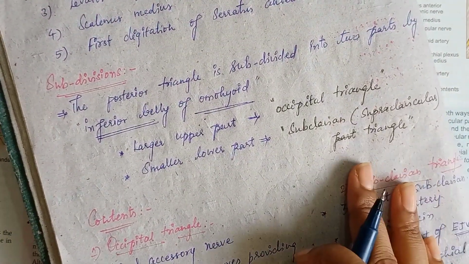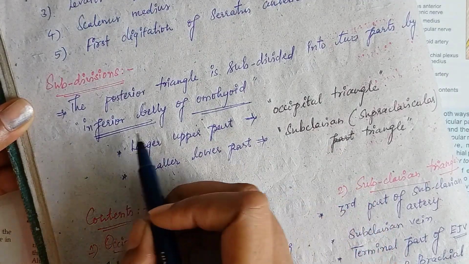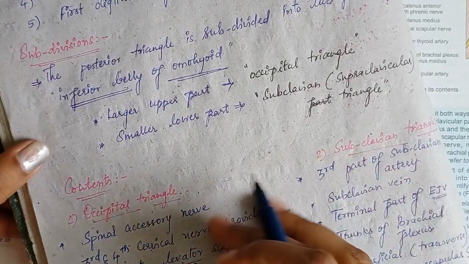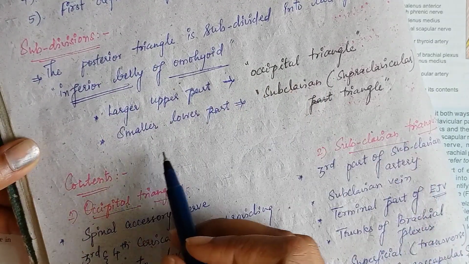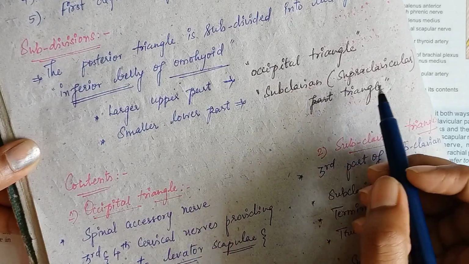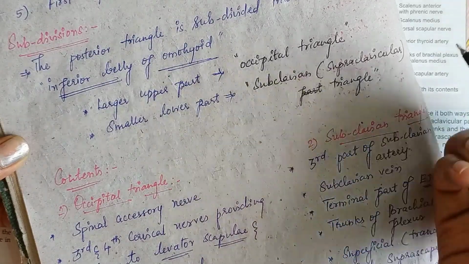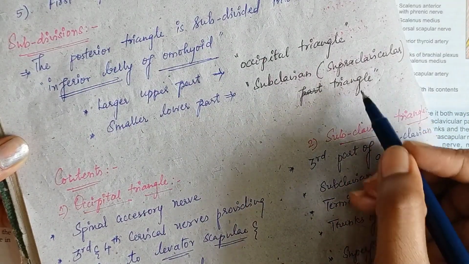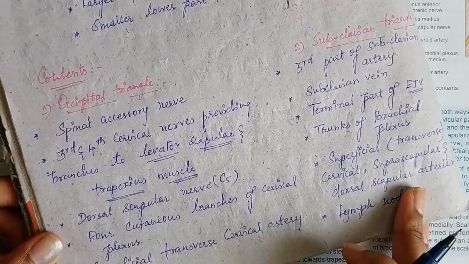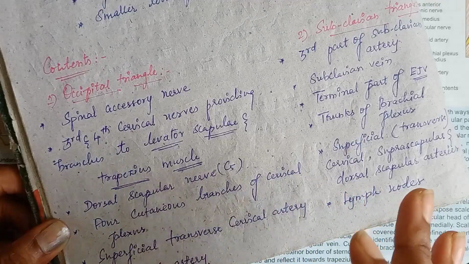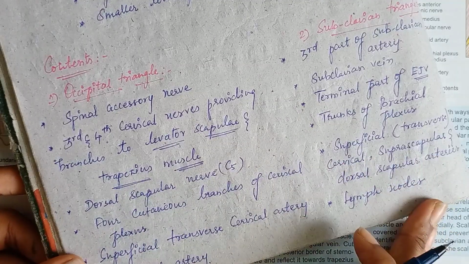The triangle, as we know, is subdivided into two triangles by a muscle called the inferior belly of omohyoid. The upper, larger part is called the occipital triangle, and the smaller lower part is called the subclavian or supraclavicular triangle, because it is present on the superior aspect of the clavicle. It is most important to know at least 2 or more structures to write in the contents of the occipital triangle or subclavian triangle. They may ask it for 1 mark also.